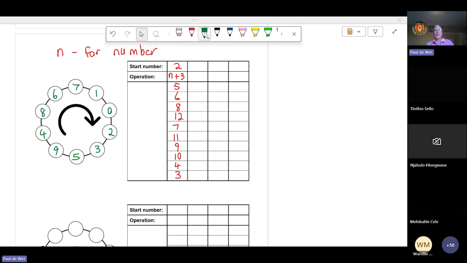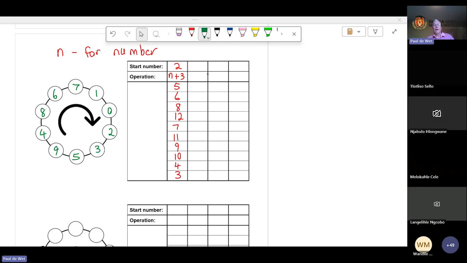Okay, now I want us to try one. I want you to try one. Okay, this time, what we're going to do is take the number N from here, and we're going to multiply it by 2. Okay, so we're going to go 2 times N. 2 times N. Okay, and this time we will start with 9.